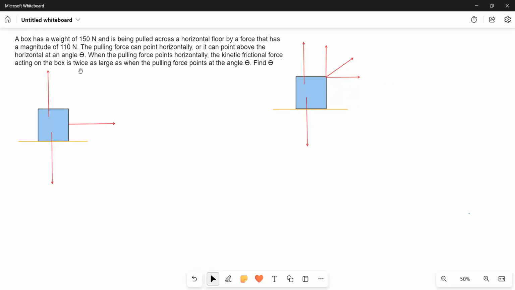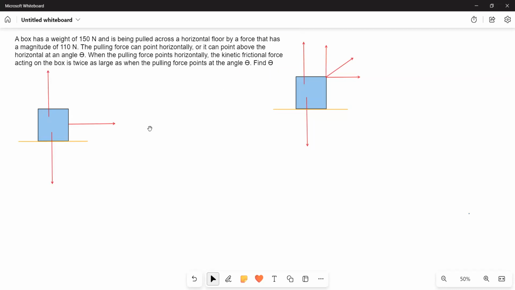Let us do one more problem. A box has a weight of 150 newtons and is being pulled across a horizontal floor by a force that has a magnitude of 110 newtons. The pulling force can point horizontally or it can point above the horizontal at an angle theta. When the pulling force points horizontally, the kinetic frictional force acting on the box is twice as large as when the pulling force points at an angle theta.